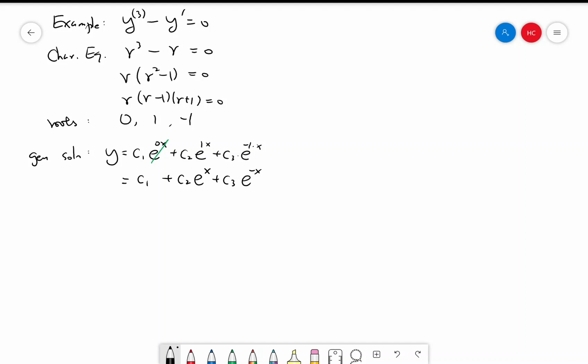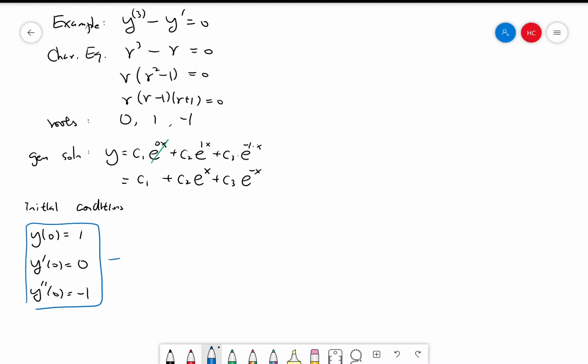But now suppose we have initial conditions. So it's a third order differential equation, so we need 3 initial conditions. So let's suppose y of 0 is equal to 1, y prime of 0 is equal to 0, y double prime of 0 is equal to negative 1. Then this translates into a linear system of equations.